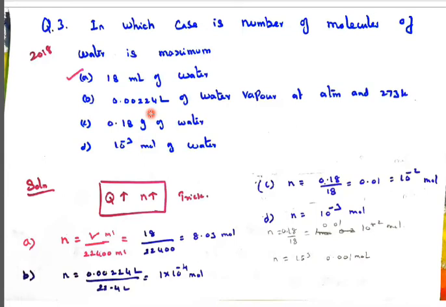V by 22.4 liter we should use. Here in milliliter we used 22,400 milliliter. Here in the second option they have given the volume in liter, so we should write 22.4 liters. So 0.00224 liter by 22.4 liter, we are getting 1 into 10 to the power of minus 4 moles.